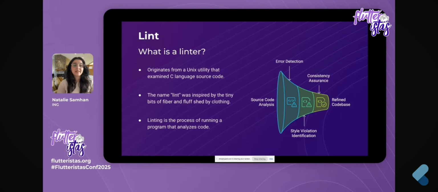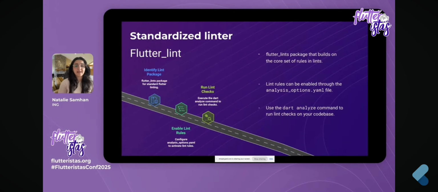But what if we have specific needs that are not covered by the standardized linter? You may already be using the Flutter lints package, which is built on the core set of rules in lint. Now, all of these rules can be enabled through the analysis options file, and you can set which rules you want to exclude and which files you want to suppress, for example. And a lot of code bases already use the standardized linter. You can run it by simply running the dart analyze command in your command line interface.